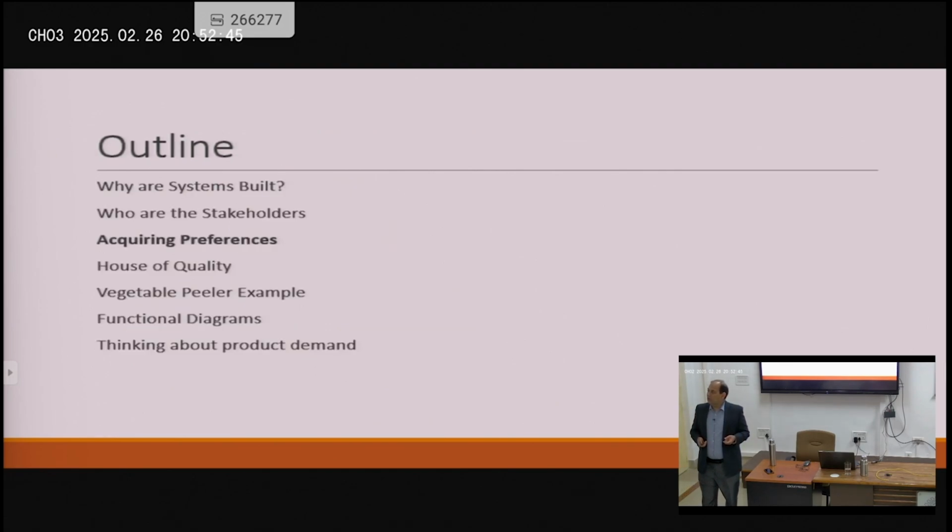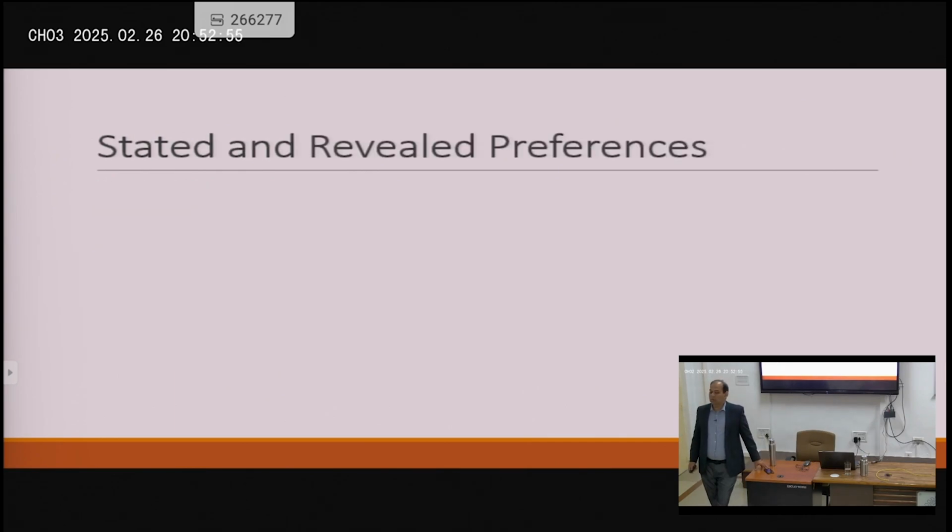Okay, so we'll get to acquiring preferences. First and foremost, we distinguish between two kinds of preferences, which people will call stated and revealed preferences. Has anybody heard of these two terms? Yes. Okay, what are they?